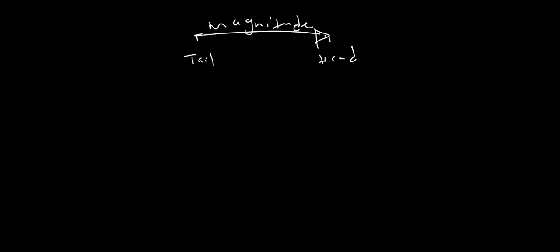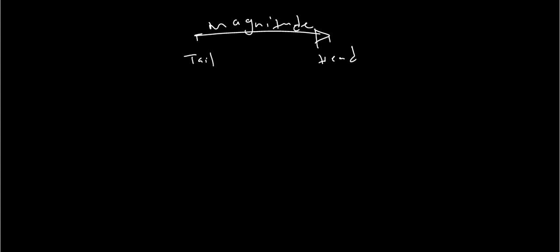We also use an arrow to represent our forces or our vectors. Here, this is our tail, and here, this is our head. The length of this arrow represents the magnitude of the vector.